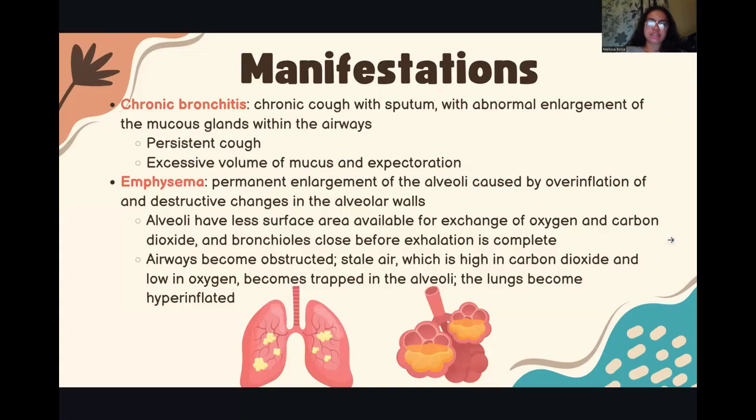For manifestations of COPD, you have chronic bronchitis. It's a chronic cough with sputum and abnormal enlargement of the mucus glands within the airways. Signs and symptoms of chronic bronchitis are persistent cough, excessive volume of mucus, and expectoration.